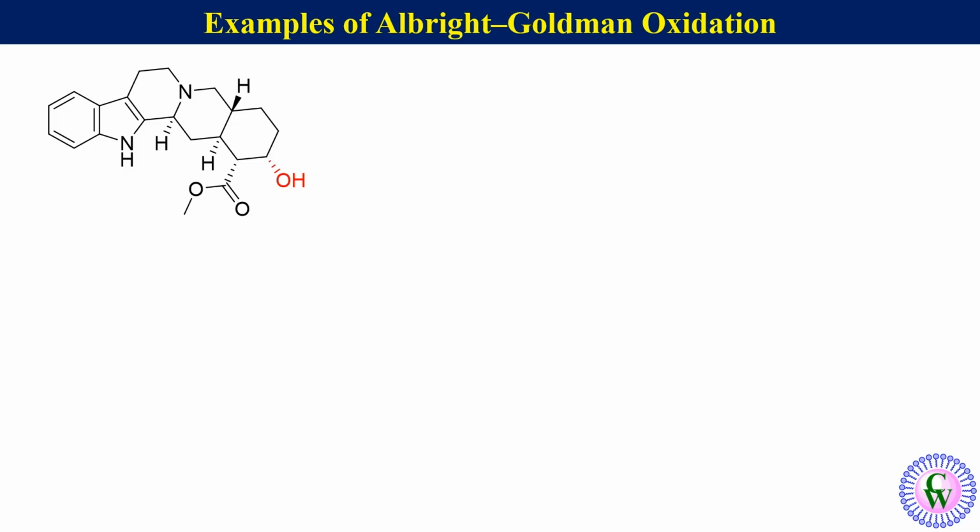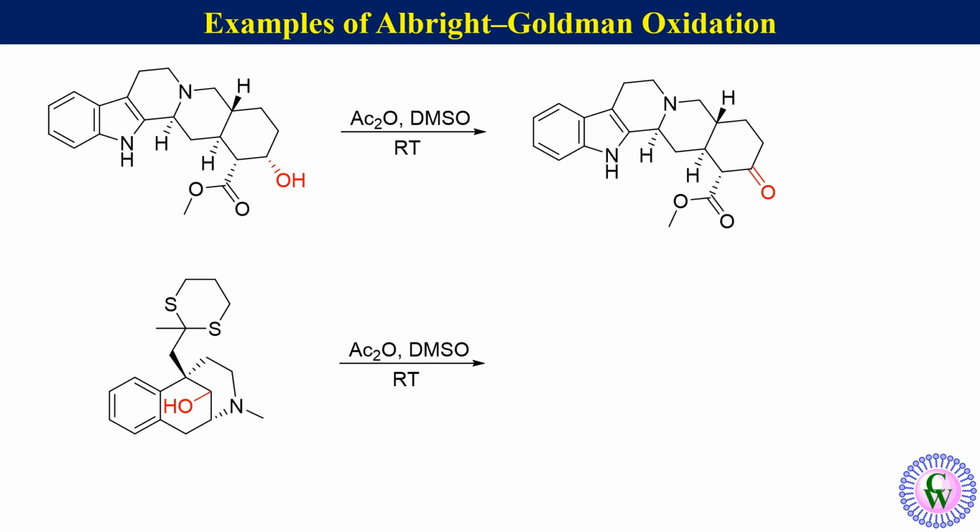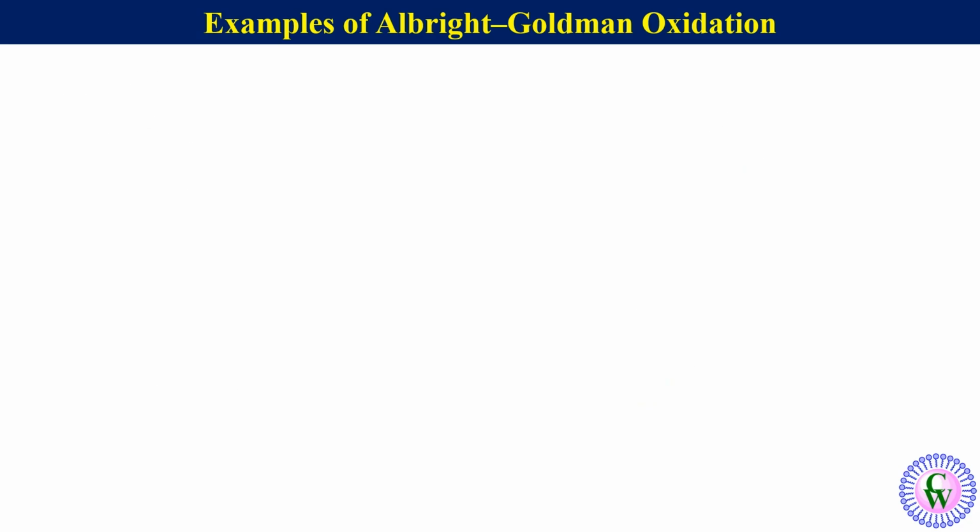When it is allowed to react with acetic anhydride and DMSO at RT, it produces the corresponding ketone. Another example. In this case also it has secondary alcohol. After Albright-Goldman oxidation, it produces ketone.